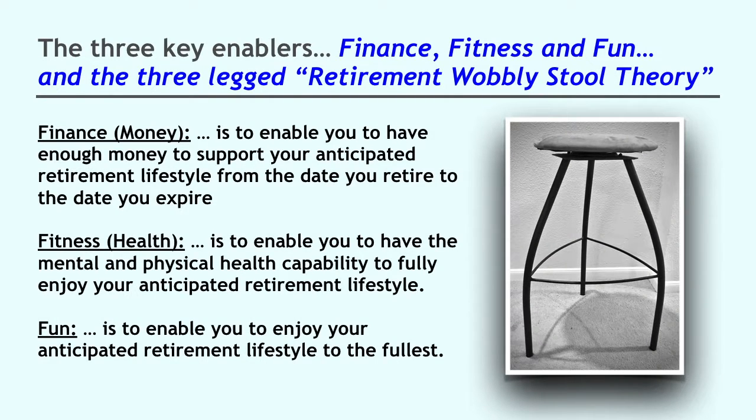Now let me introduce you to the retirement wobbly stool theory that will also help illustrate how these 3 retirement enablers will impact your overall retirement. A 3-legged stool needs all its legs for it to be effective. Think of these retirement enablers as the individual legs on a 3-legged stool. If one of the stool's legs is weak or is missing, it will be wobbly or fall over. Likewise, if any of your retirement enablers is weak or missing, your retirement may fail.